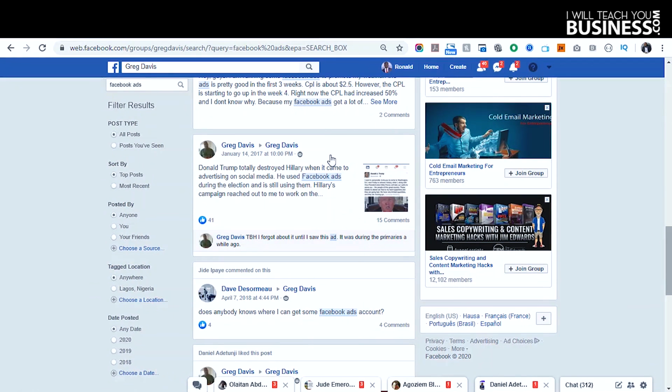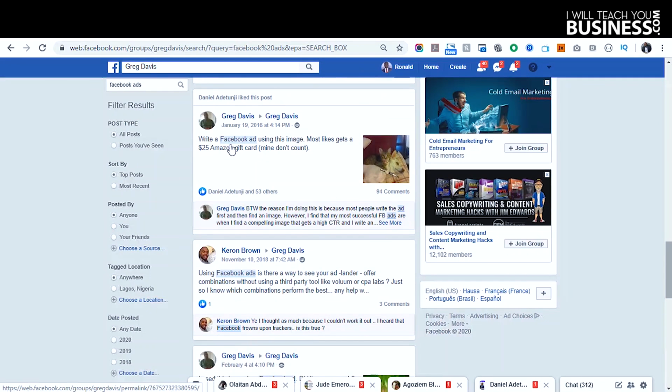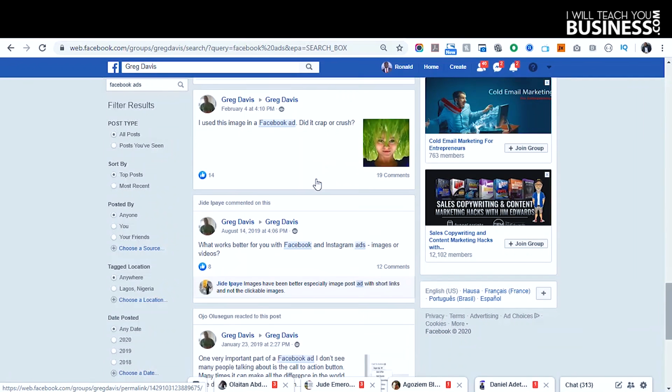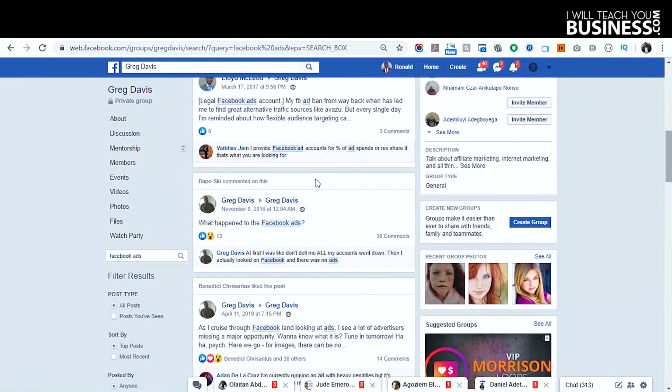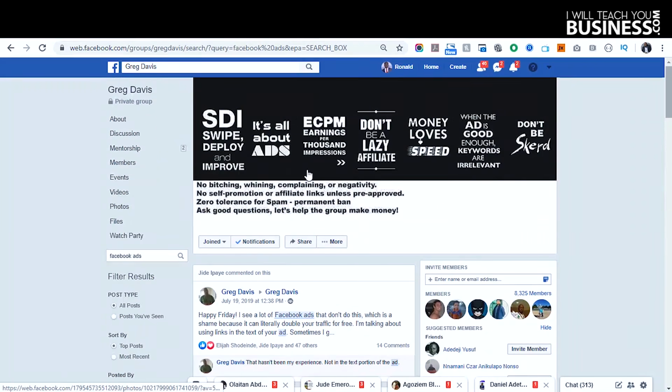So you see there are loads and loads of posts about Facebook ads, meaning that obviously there's a lot of interest about Facebook ads inside of this group. Okay, so writing Facebook ad using this image, using Facebook as a way to see your ad lander, and so on and so forth. Plenty of them, like loads and loads and loads of them.